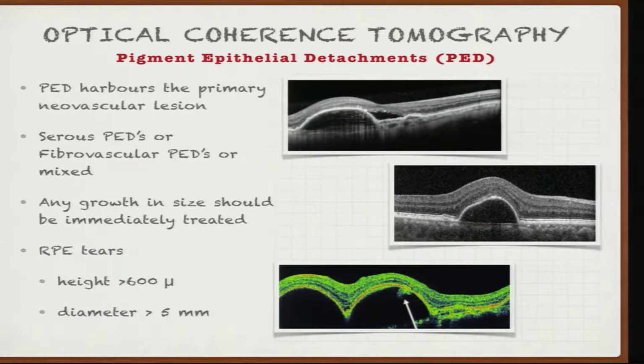Pigment epithelial detachments have always been there. We all know that they harbor the neovascular lesion, but they have been neglected in many of the major studies. People did not look at whether we need to treat the PEDs or not. But we have to remember that PEDs harbor the neovascular element, and tall PEDs, with greater height and wider diameter, can cause RPE tears during intravitreal therapy.